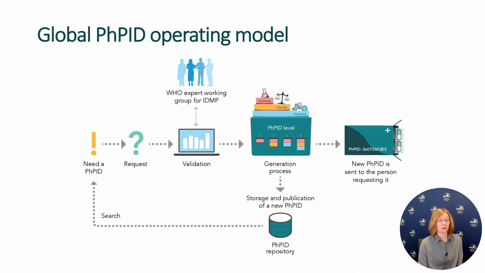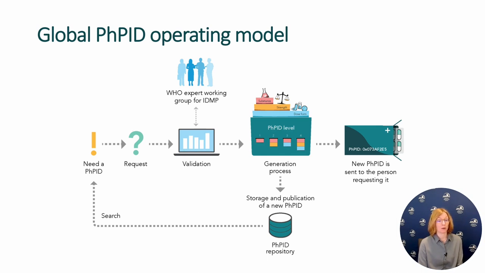The business rules for global PHPID creation, as well as the operating model that you can see here, have been developed in collaboration with the Global IDMP Working Group, consisting of experts from many different countries, as I mentioned before. So if a pharmaceutical product lacks the required PHPID, a search can be made in the PHPID repository. And if no PHPID is found, a request is made for a new identifier.